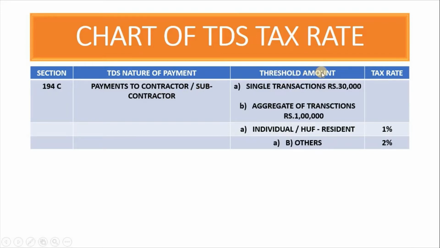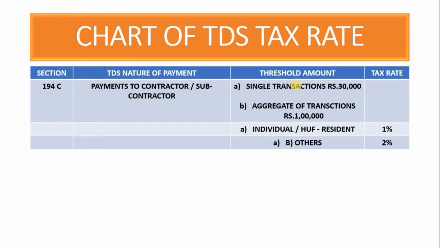The threshold amount is different for single transaction and aggregate of transactions. Single transaction is 30,000 and aggregate of transactions is 1 lakh rupees. Aggregate of transactions means 2 or more transactions. If it is 2 or more transactions, the threshold amount changes to 1 lakh. If it is a single transaction, only 30,000 rupees is the threshold amount.